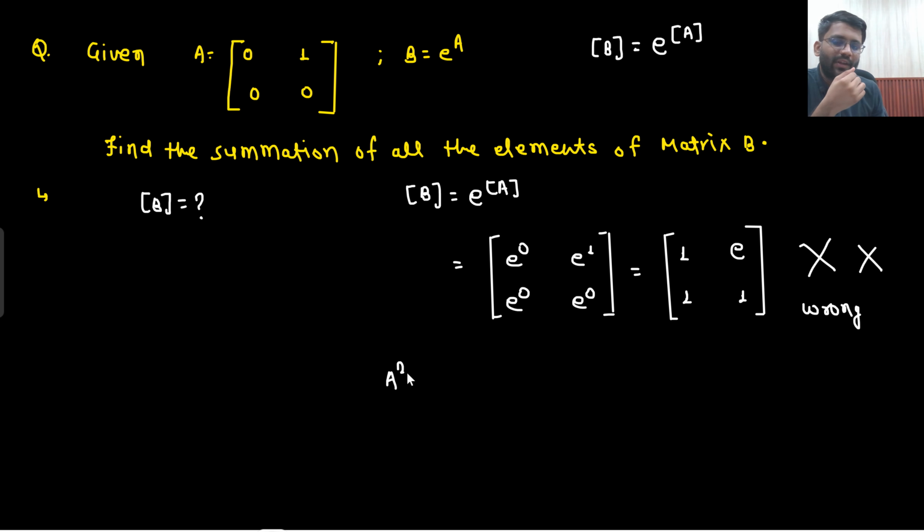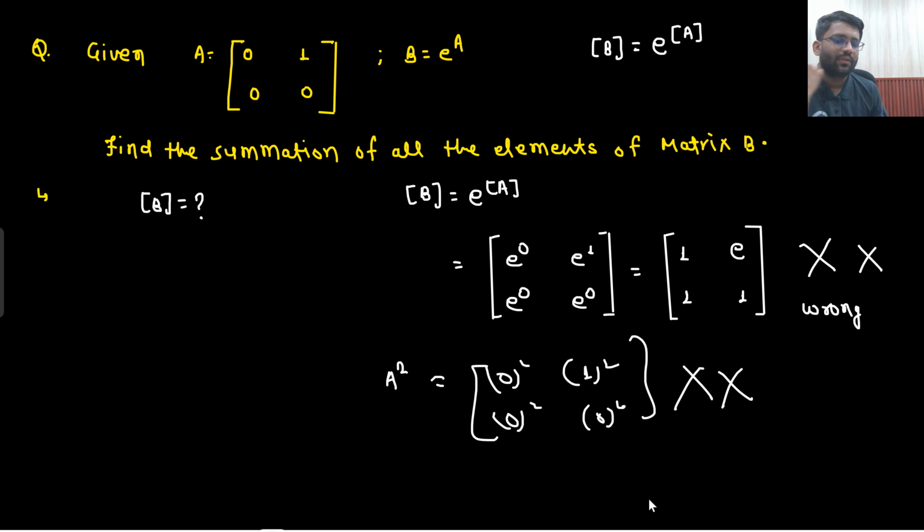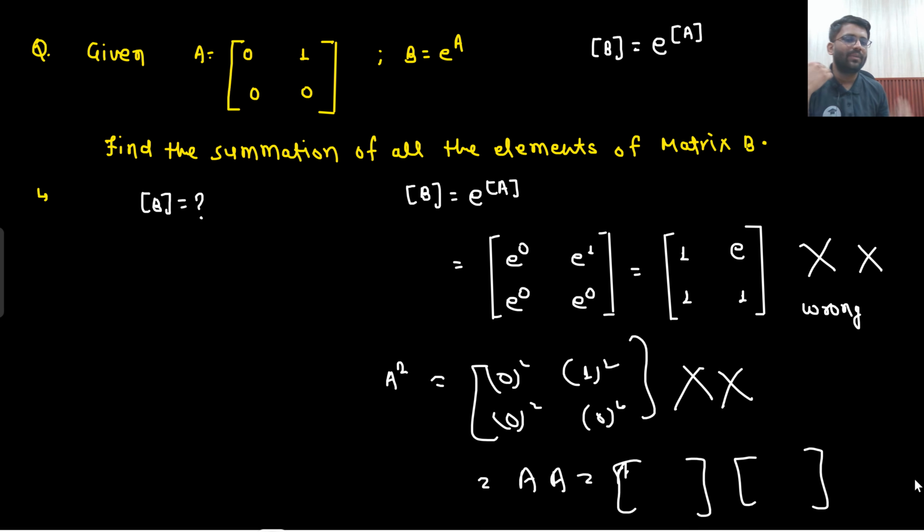When I asked you to do a square, did you do this thing? 0 square, 1 square, 0 square, 0 square. Did you do this thing? No. This was wrong. I told you a square means a into a. So a multiplied with again a. You have to do the multiplication. Then whatever answer you get, that will be the final answer. You cannot do it like this, element square, right? So similarly e to the power a. Can you do the element e to the power element a? No, right? So something we have to think.